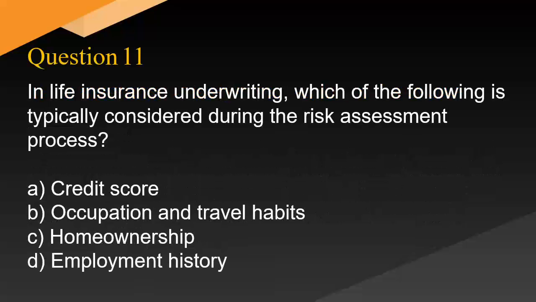In life insurance underwriting, which of the following is typically considered during the risk assessment process? A. Credit score. B. Occupation and travel habits. C. Homeownership. D. Employment history.